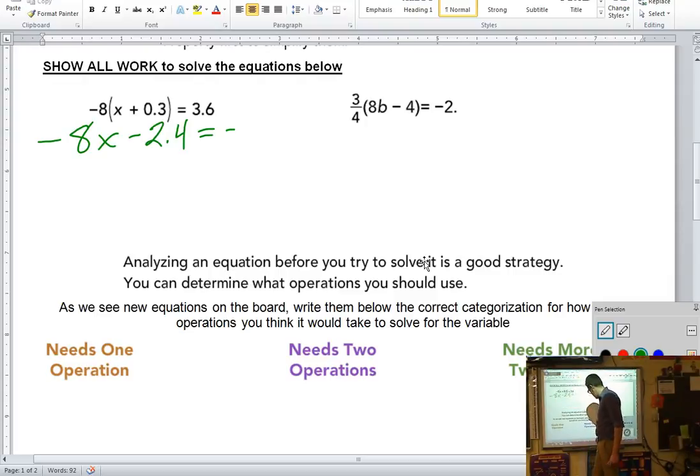equals 3.6. Over here on my left equation, Kylie, what am I going to do first? What do I always get rid of first, or undo first? Undo the addition or subtraction. So when I look at my variable value, the negative 8 is multiplied with it. The minus 2.4, that's addition or subtraction. How do we undo that, Kylie?